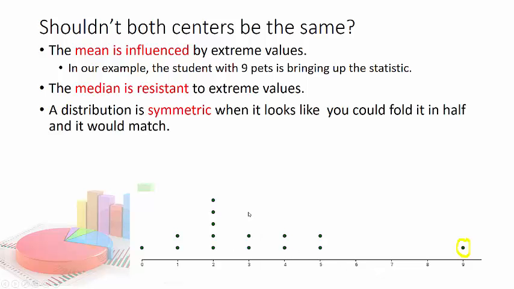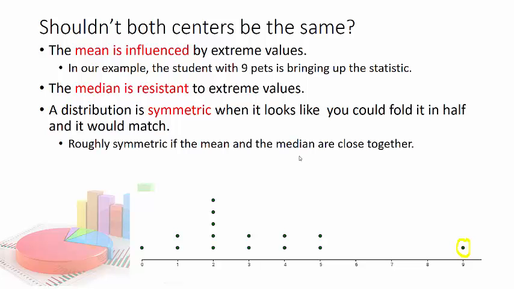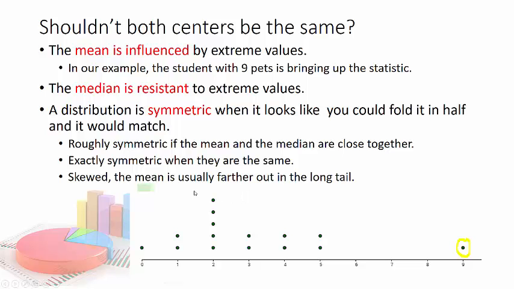A distribution is symmetric when it looks like you could fold it in half and it would match. So roughly symmetric means the mean and the median are going to be close together. Exactly symmetric is when they're the same. And if it's skewed, that means the mean is usually further out. So in our example, 3 is the mean and 2 was the median.